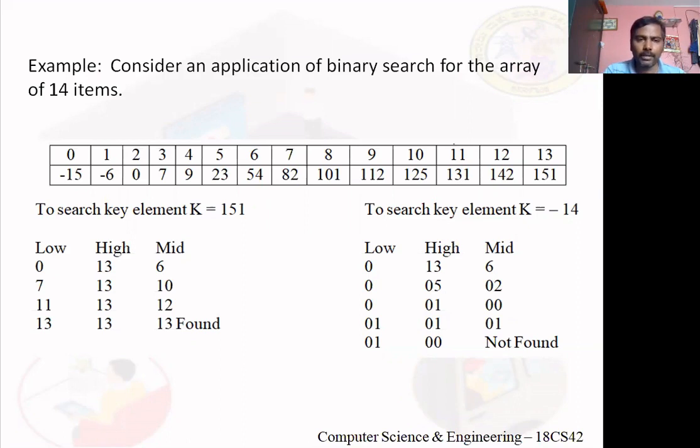So you are given an array with 14 elements, minus 15, minus 6, 0, and the last element is 150. You can also see the indices for these elements start from 0, 1, 2, 3, and so on, and the last element is at index 13. Very clear to all of you, right? There are 14 elements.